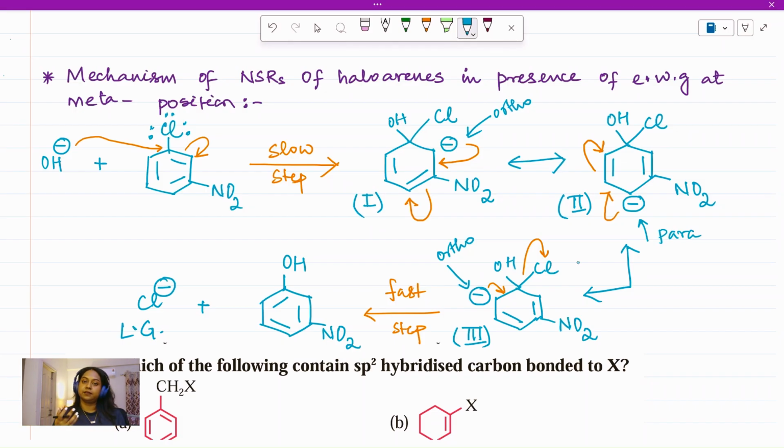It's not really withdrawing that electron density or the negative charge from the carbanion which is formed on benzene, which is why it has no role in affecting whether the chlorobenzene or the haloarene is undergoing nucleophilic substitution or not. Electron withdrawing groups help haloarenes to undergo nucleophilic substitution only at ortho and para. And this is the reason why. I hope it is very clear now. Please let me know if it is clear.